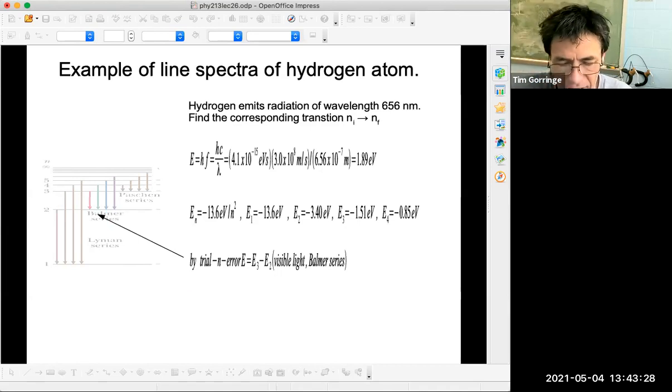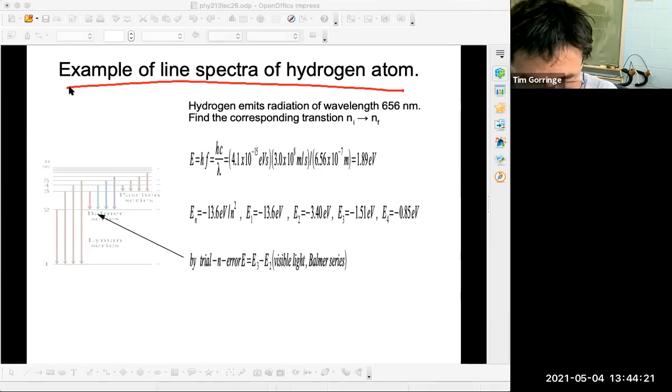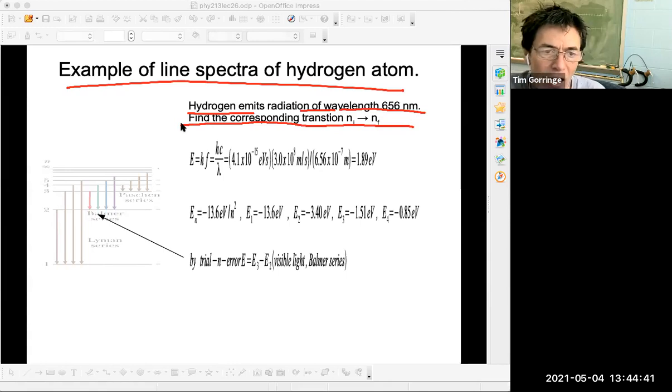And then finally, here's an example of line spectra from that model of the atom. It's about the line spectra of the hydrogen atom that comes out of the wave particle model of the hydrogen atom. We're told that hydrogen emits radiation at 656 nanometers. That's the red colored light from hydrogen. And we're asked to figure out what transition that is.